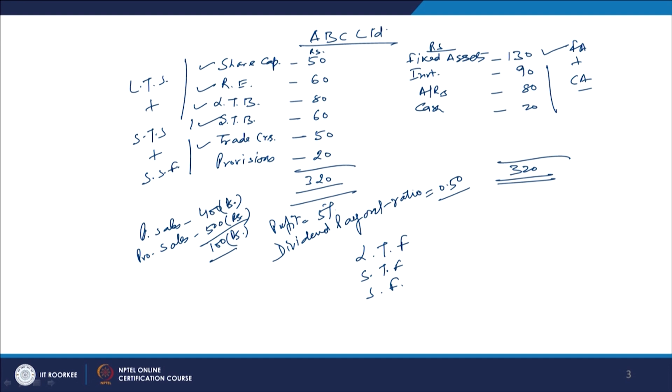So, finally, whatever funds we are generating, we generated 320 lakh rupees or million rupees, and we have invested that into the different types of assets, both fixed and current assets. So, both the sides are equal, 320 is equal to 320. So, your balance sheet is balanced.